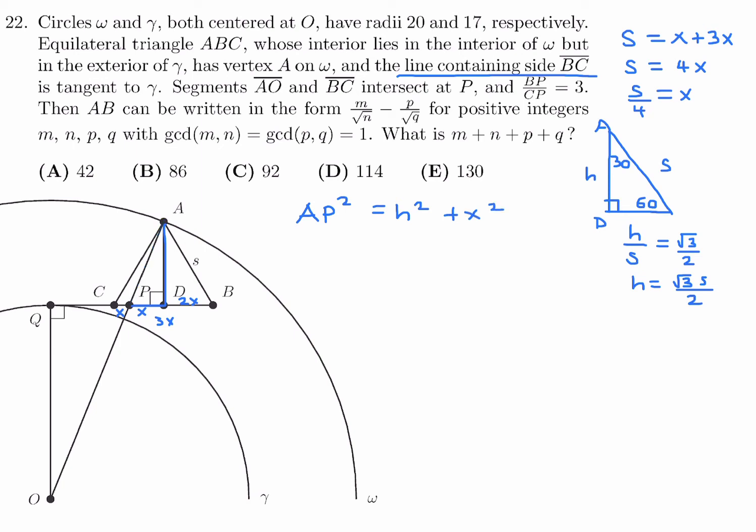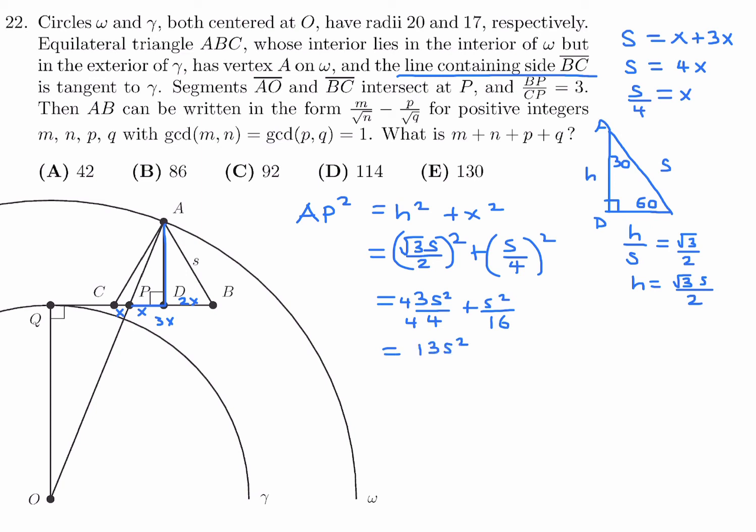We know h in terms of s, so that's root 3s over 2 all squared, and x in terms of s is s over 4 all squared. So this looks like 3s squared over 4 plus s squared over 16. Multiplying top and bottom by 4, I get 12 plus 1, 13s squared over 16, and therefore AP would be root 13s over 4. That is a pretty decent start to this question.